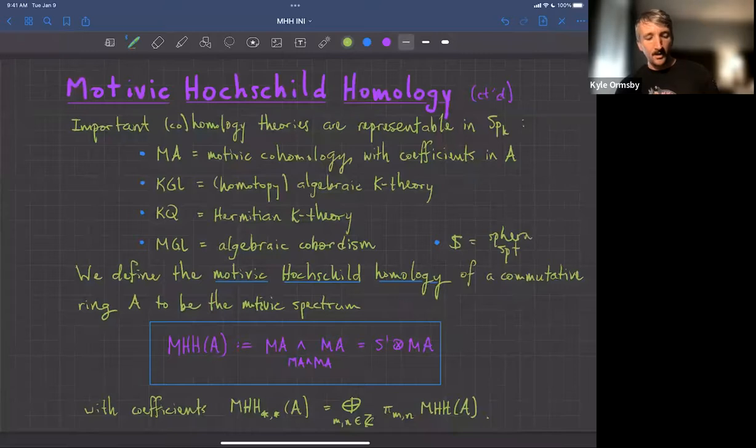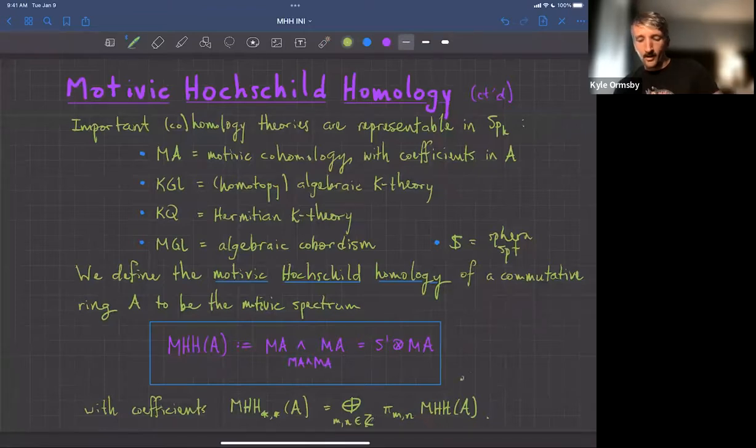At this point, we're really ready to define the Motivic Hochschild homology of a commutative ring, and it completely mimics the formula for THH just happening in this new category. And since this Eilenberg-Mac Lane spectrum is E infinity, we can also describe that as S1 tensor MA, where again, we're using the fact that motivic cohomology is tensored in simplicial sets.